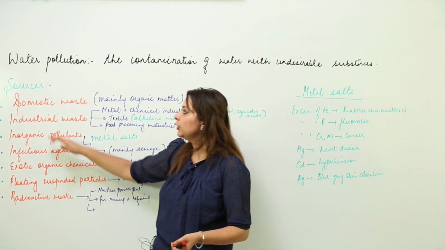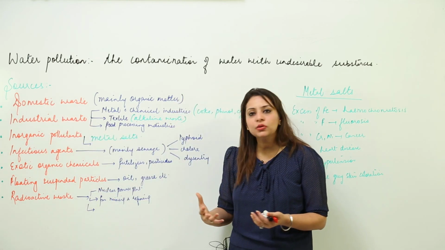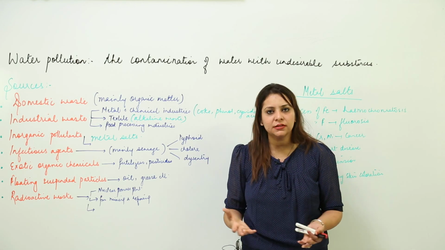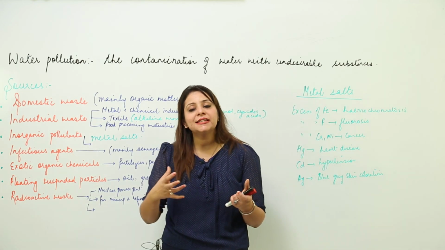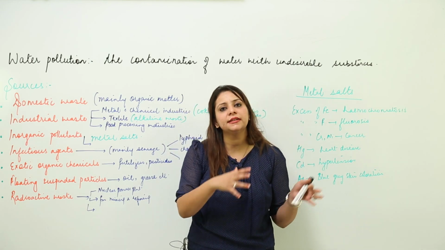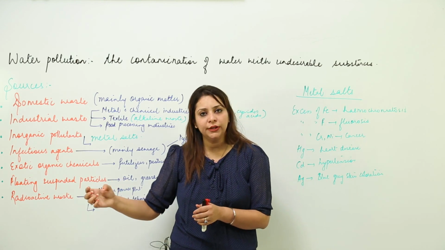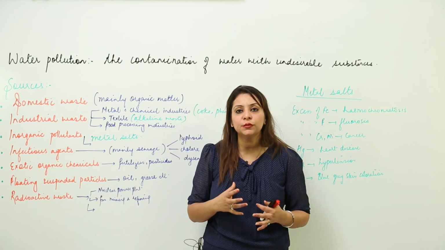Out of that, the first is domestic waste. As we all know, we have a certain kind of waste in all our homes. What we do is throw it away, and sometimes the sewage is untreated and it gets disposed of into the water bodies. So how does it disturb the water then?